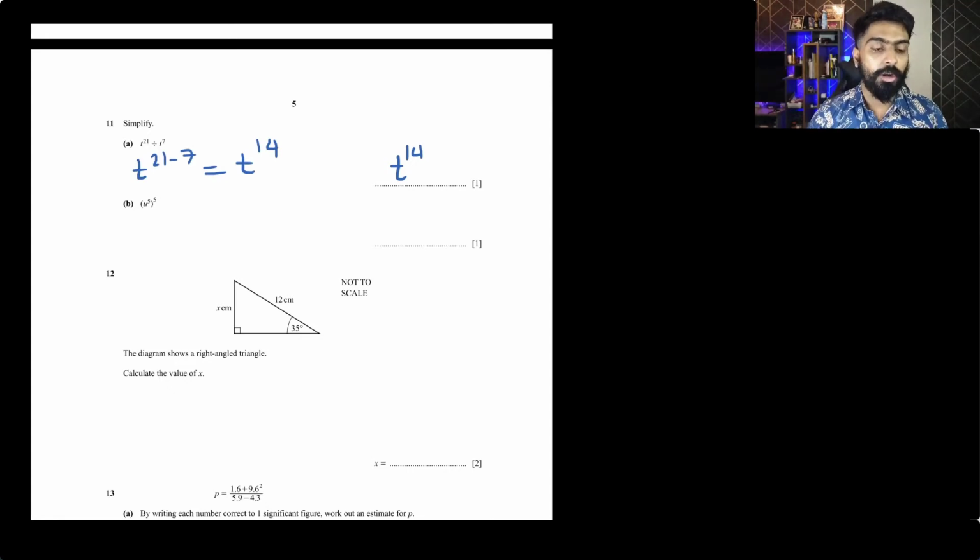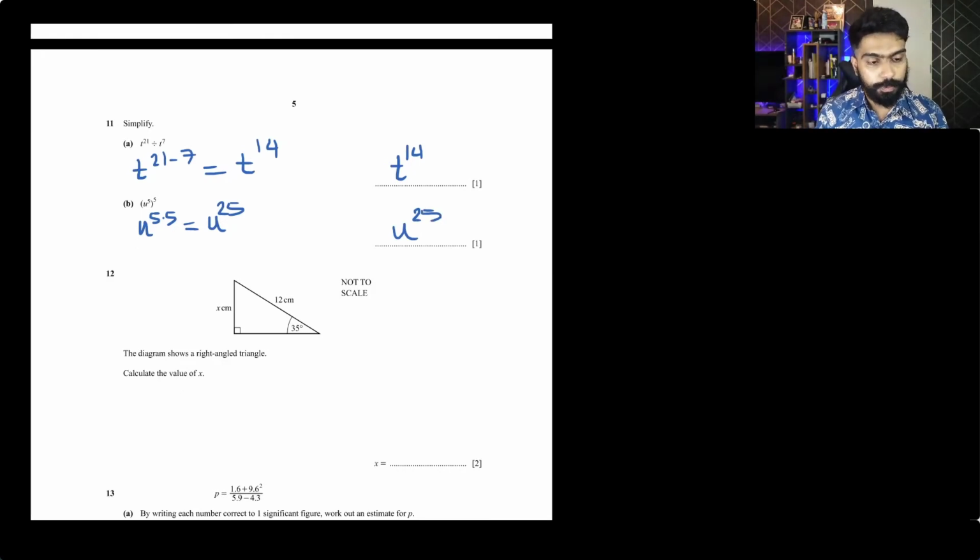Now next one, guys, we'll also be using laws of exponents. So we use the power of power law, right, guys? So it's u to the power of 5 times 5, which is equal to u to the power of 25. Pretty easy, isn't it, guys? So we have u to the power of 25.